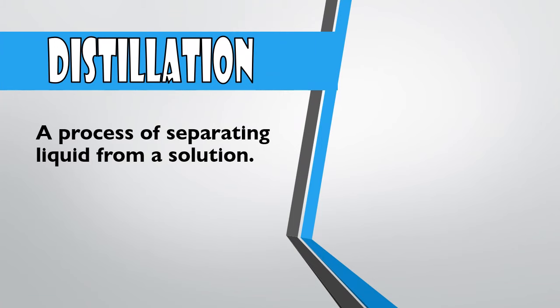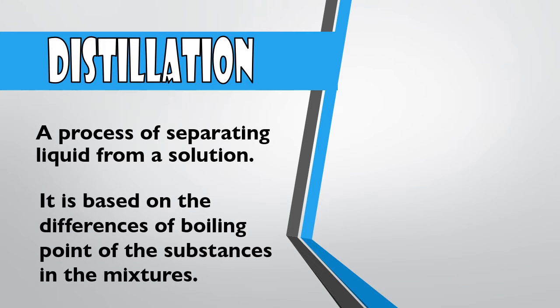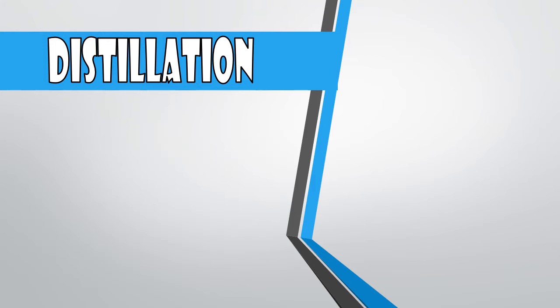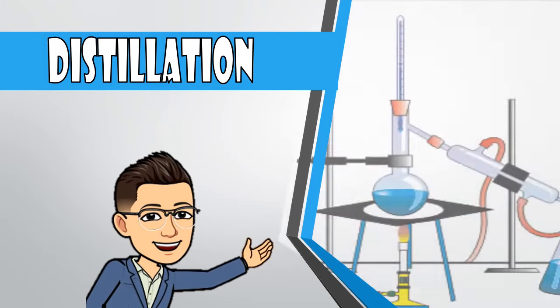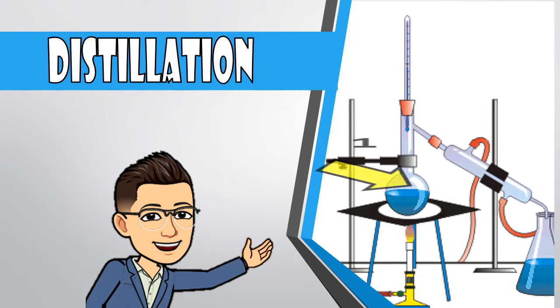Distillation is a process of separating liquid from a solution. It is based on the differences in boiling point of the substances in the mixture. In this process, the mixture is heated, and the substance with the lowest boiling point will go to vapor and condense to liquid. The vapor is collected as distilled water.